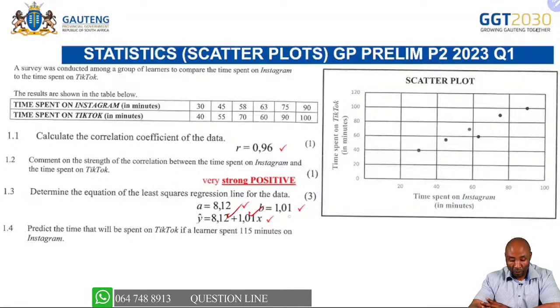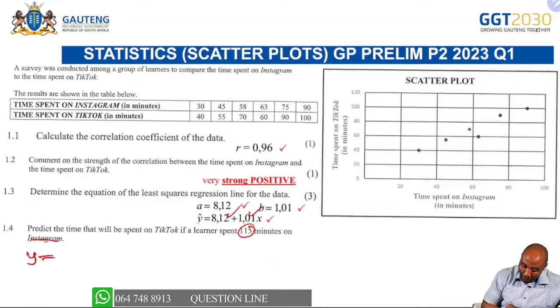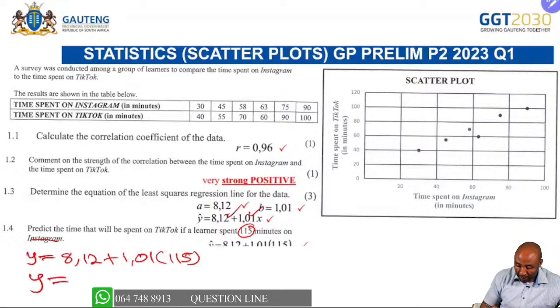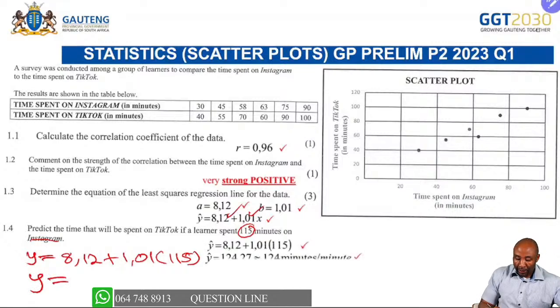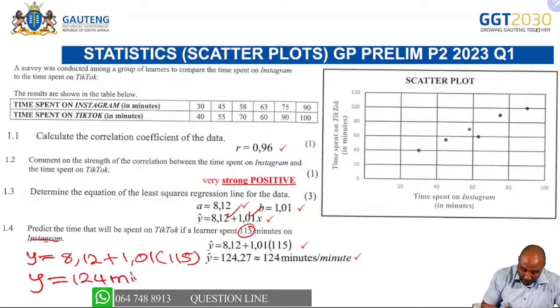We use our equation to help us get the answer. Now, if you check, the time spent is 115 minutes on Instagram, and we know that that one is our X value. So we are going to use Y is equal to 8.12 plus 1.01. We substitute our 115, the time spent, and we should get our Y as 124.27 minutes. So we can round off to 124 minutes.